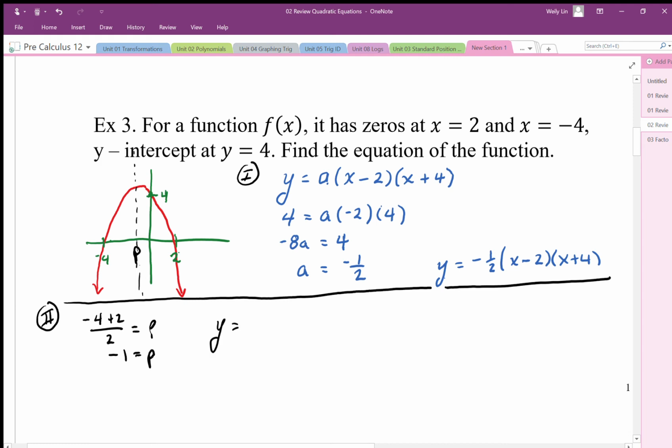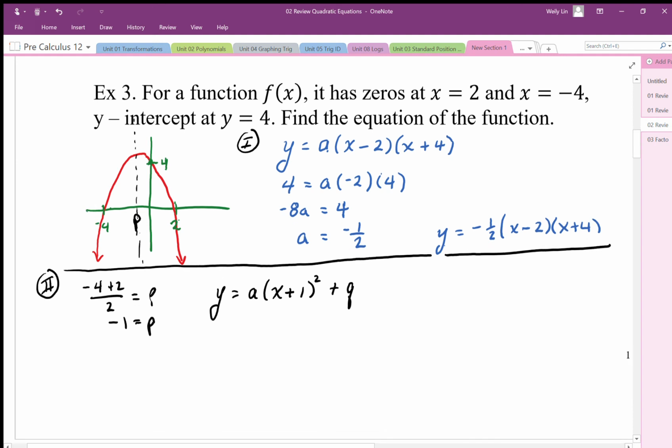y equals a(x plus 1) squared plus q. I don't know a. I do know that my x middle is negative 1, so I'm going to use plus 1. And notice that's different than the factors. The graphing form and the factored form are different, right? This does not tell me the same thing as this one. And then we just don't know the q value. But we do have a couple coordinates and a y-intercept, so I can just plug in some points here.